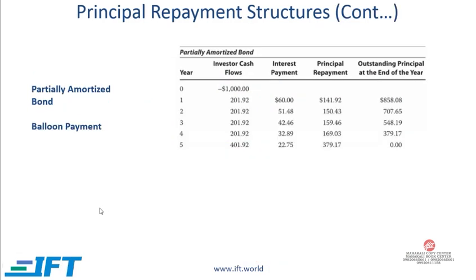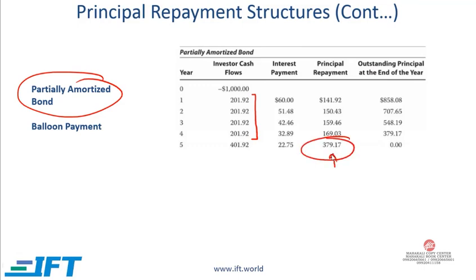Next, we have a hybrid or an in-between category, which is called a partially amortized bond. What is happening here is that we do have an annuity, but the amount being paid isn't enough to completely pay off the principal. There is a principal amount outstanding at the end, and that amount is relatively high compared to the principal repayments earlier. This relatively large payment at the end is called a balloon payment, because here we are paying off the rest of the principal that is still due.